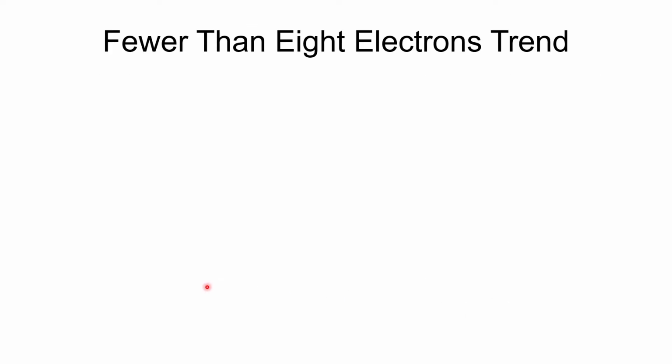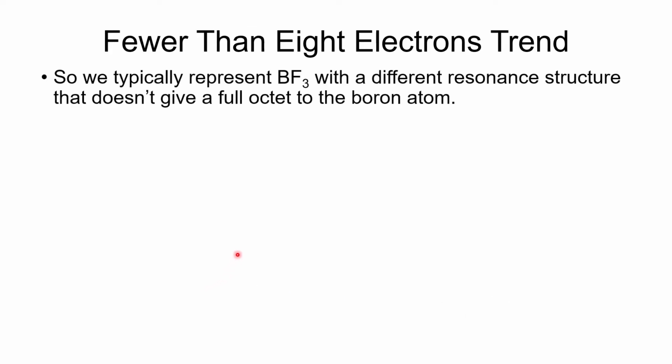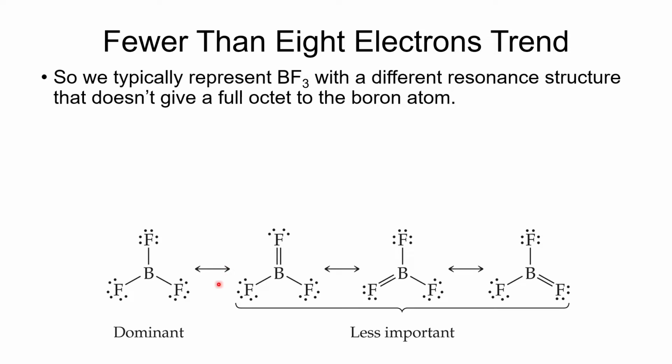So we typically will represent BF3 by drawing a different structure, and this ends up being the dominant structure. So there's 4 total resonance structures. One is unique, and it is the dominant structure. And so it doesn't give a full octet to the boron atom, and that's okay. If we can avoid putting that positive charge on fluorine, it's okay that we don't give a full octet to boron.